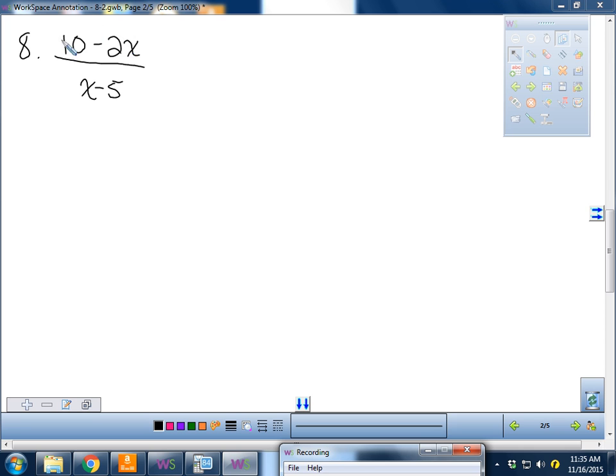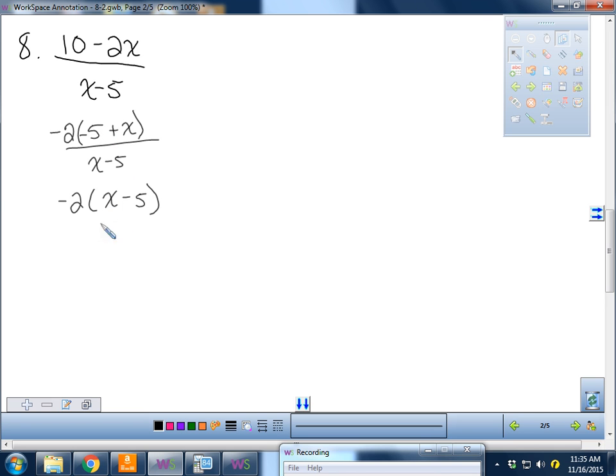So I'm going to take out a negative 2. So that leaves me with 5. Oops, excuse me. 10 divided by negative 2 is negative 5. And negative 2x divided by negative 2 would give me a positive x. So this is the same thing, only it's written backwards. So just so you can see it, I'm going to put the x in front and the minus 5 behind that.